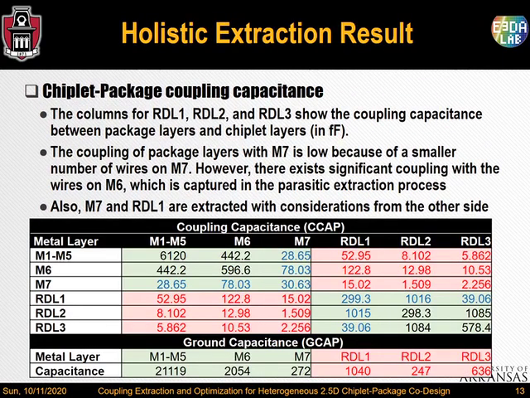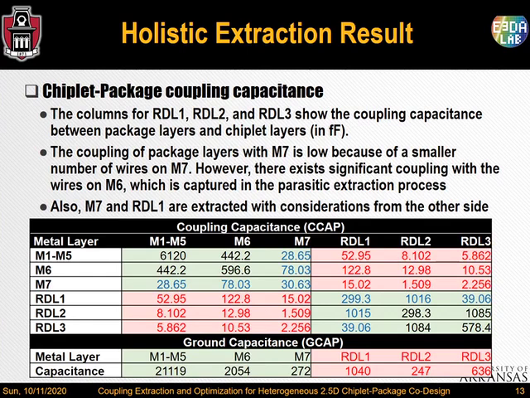The table presented in this slide shows the holistic capacitance extraction results in femtofarads. For readability, capacitance numbers of layers M1 to M5 are merged together. In the traditional extraction method, it is not possible to get the coupling between chiplet and package routing wires. In our holistic method, these cross-boundary interactions are captured, which are highlighted in red in the table.